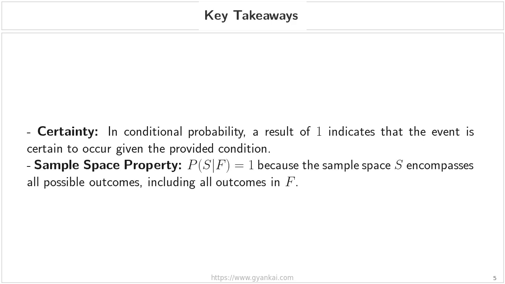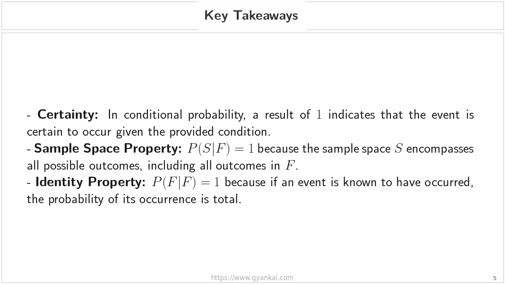Next, let's revisit the sample space property. We proved that the probability of the sample space, given event F, equals 1. This is because the sample space, which we call S, is the big picture. It encompasses every single possible outcome. Since every outcome in event F is already contained within the larger sample space, S, if we know F has happened, it is guaranteed that the outcome is within S.